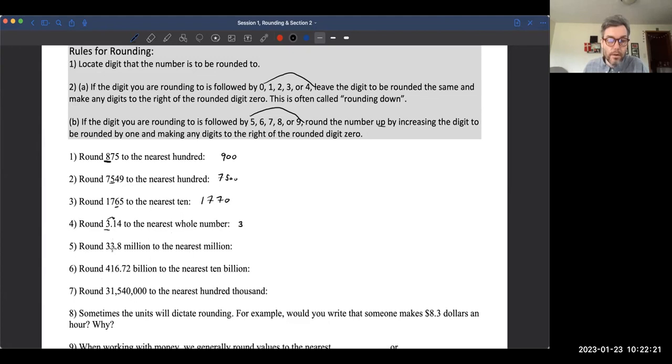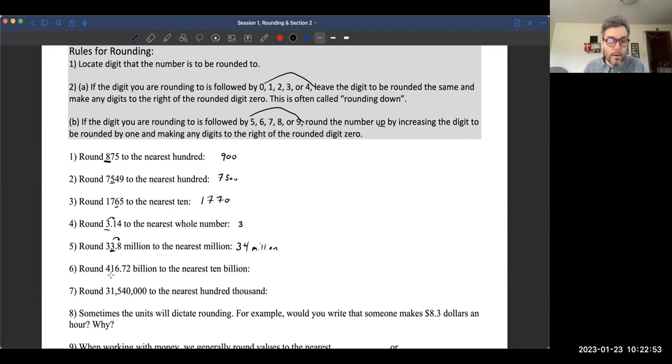All right, round 33.8 million to the nearest million. Here we have almost the unit of millions. We're in millions. We want to round to the nearest million. That would be, in this case, the ones place, since this is a million. We look to the next digit, and that's an 8. So that means we have to go up. So this would be 34 million.